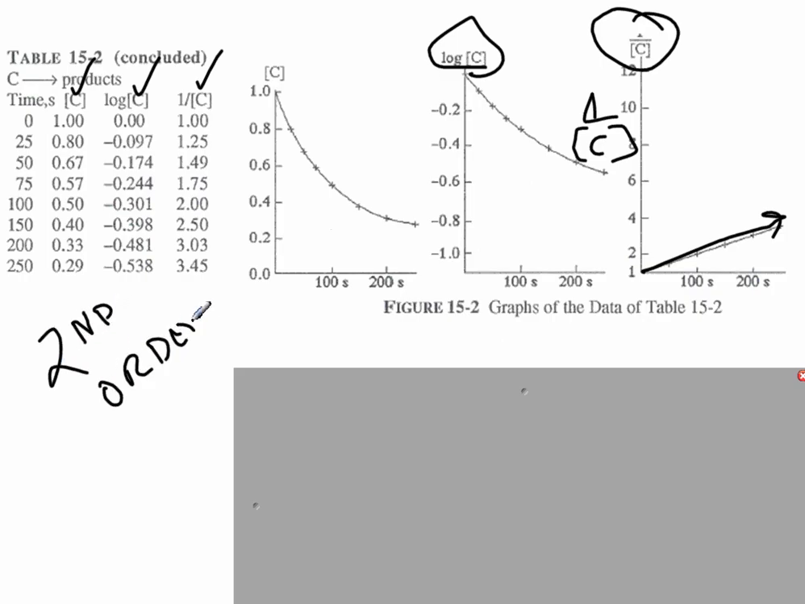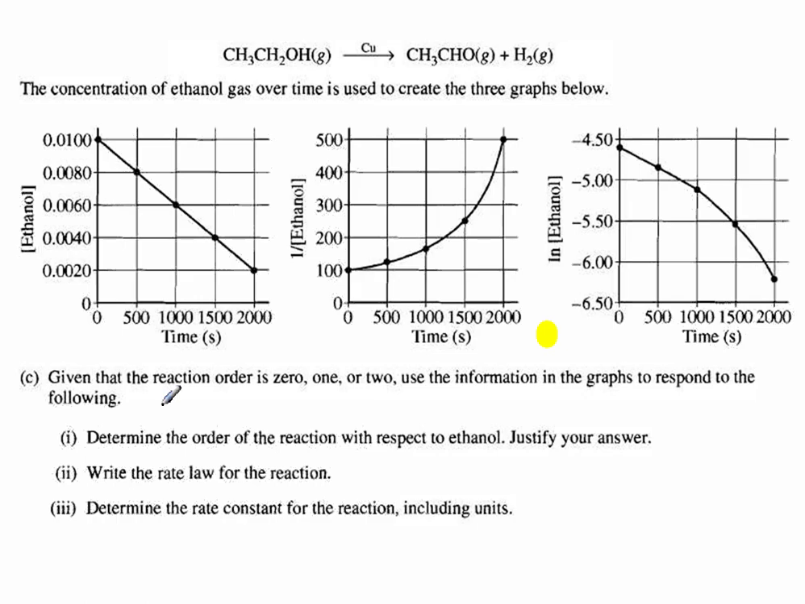Here's an example right from the AP exam. Given the reaction here, order is 0, 1, or 2, use the information on the graphs to correspond to the following. So they give you this reaction right here, and they give you these plots. As soon as I look, I see a straight line plot right here, then I know automatically that it has to be a 0 order reaction. So it says determine the order of the reaction with respect to ethanol. So I know it is a 0 order.